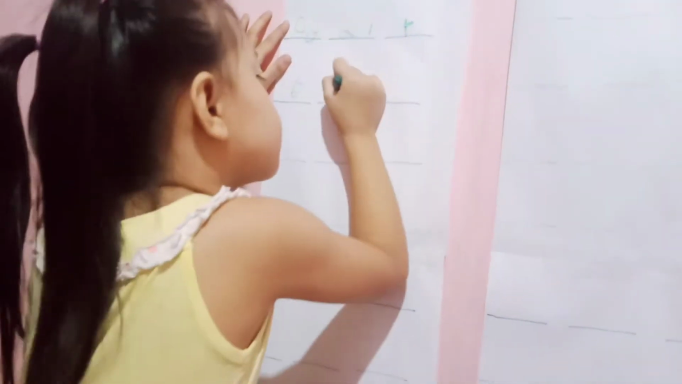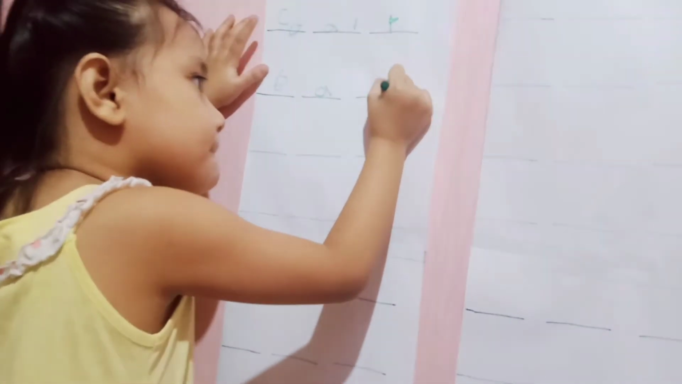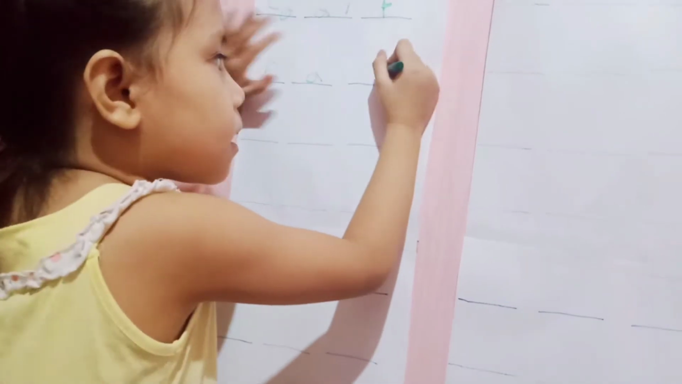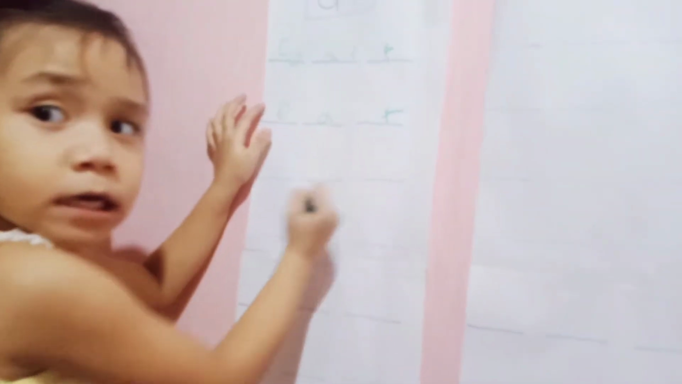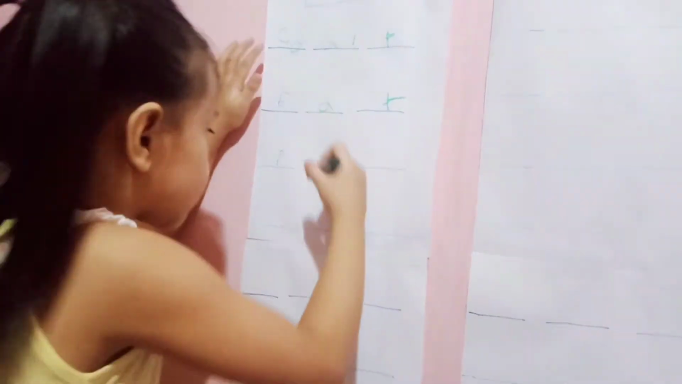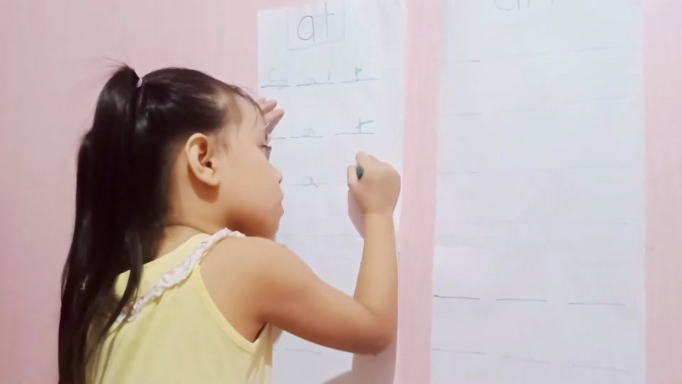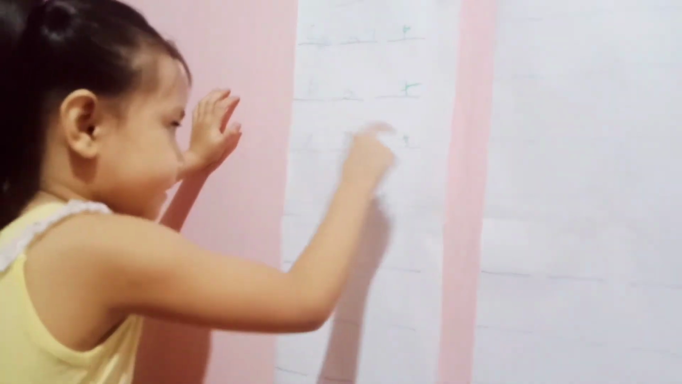Okay. Next. A. Very good. Next, t. Are you ready? Bat. Very good. Next is r, at. R, at. Are you ready? R, at. Rat. Very good. Next.